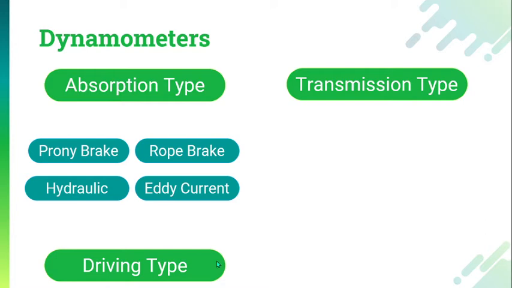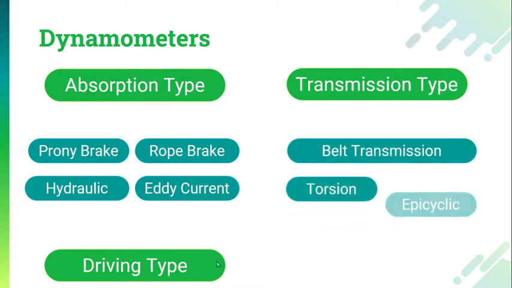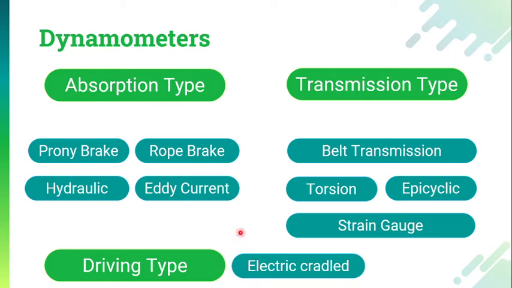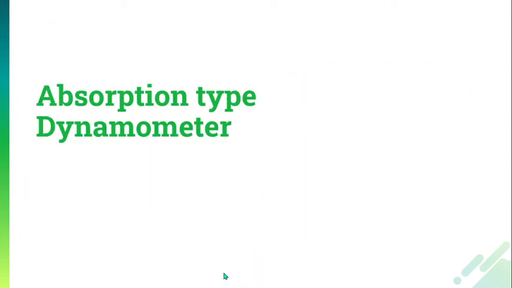The second category, the transmission type, has the belt transmission dynamometer, the torsion dynamometer, the epicyclic dynamometer, and the last one is the strain gauge dynamometer. In the driving type category, there is only one, very useful dynamometer, known as the electric cradled dynamometer. For this specific lecture, we are going to check out the absorption type dynamometers. So let us start with them.